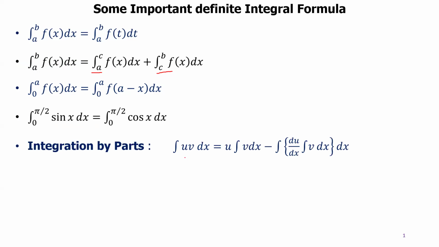Integration by parts: the integration of uv with respect to x is equal to u times the integration of v with respect to x, minus the integration of the derivative of u with respect to x times the integration of v with respect to x, and the whole integration. This is called integration by parts.